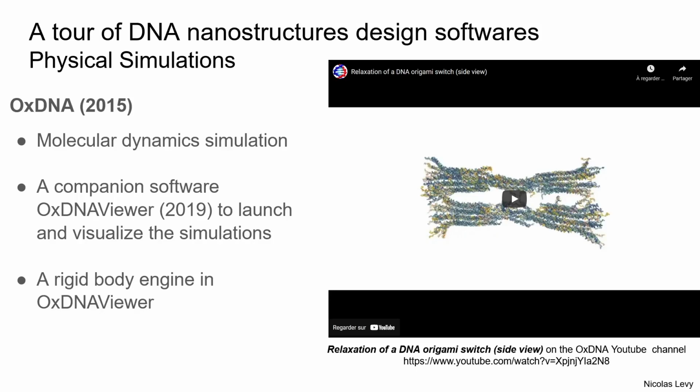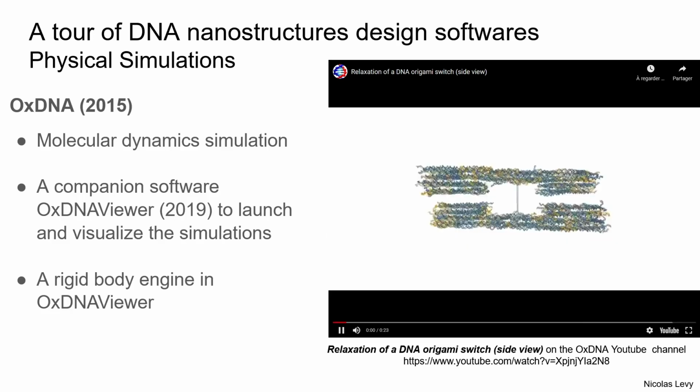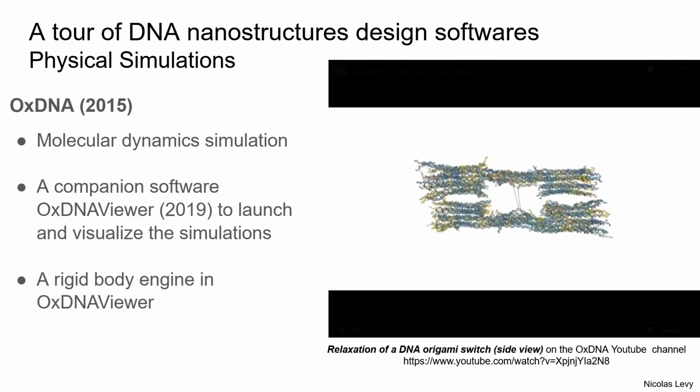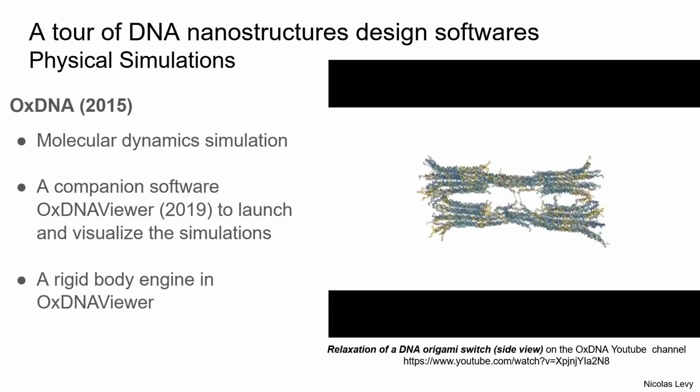DNA nanostructures are subject to complex geometric and physical constraints. In order to save money and time on experiments, designs are commonly checked with a physical simulation software before final order. OxDNA is one of those software, and here is a video of an OxDNA simulation from their YouTube channel. As you can see, OxDNA is able to perform fine-grained simulations of DNA nanostructures.